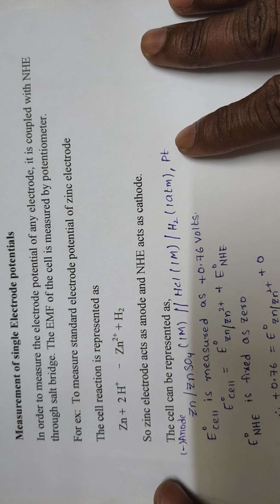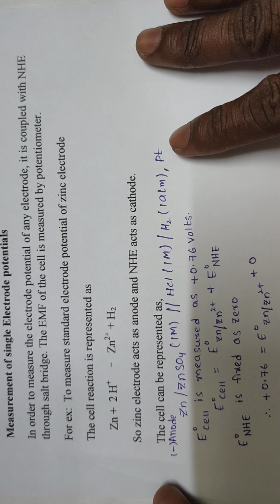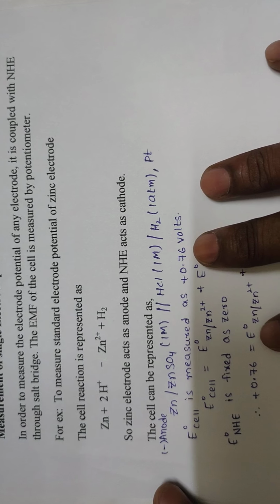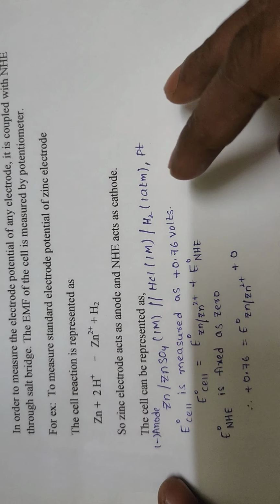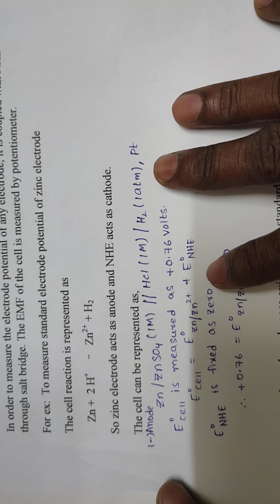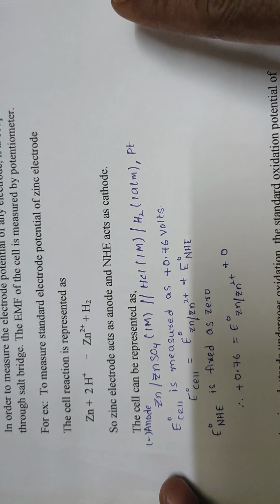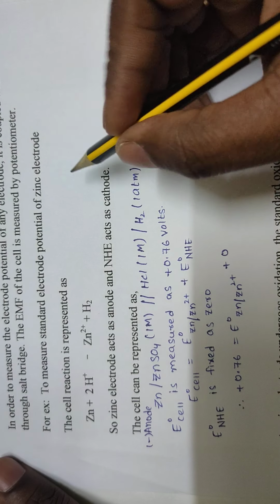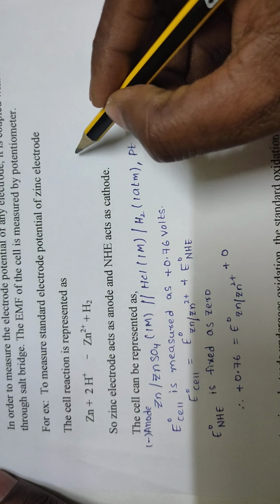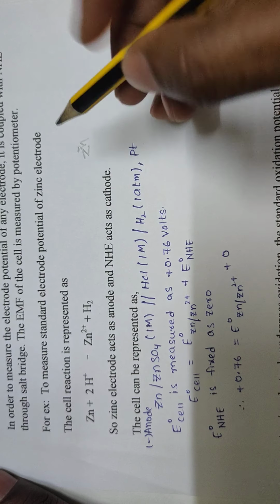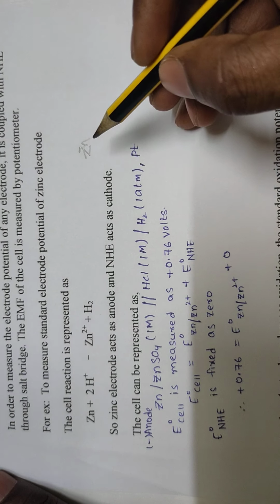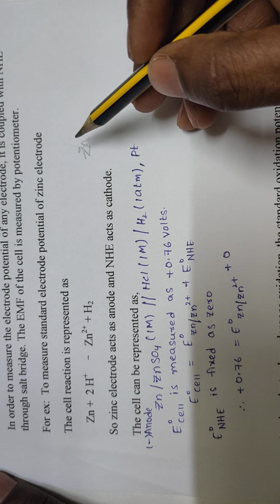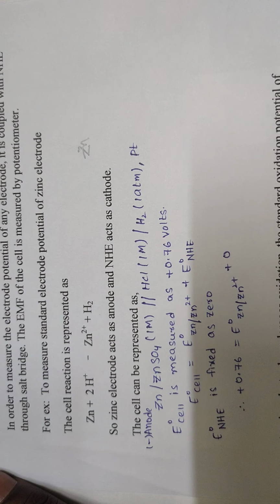For example, for finding the single electrode potential of zinc, how can we calculate it? It is to be coupled with normal hydrogen electrode. You know that zinc always undergoes oxidation. As per the convention of electrochemistry, the anodic metal should be placed at the left hand side and the cathodic metal should be placed at the right hand side.